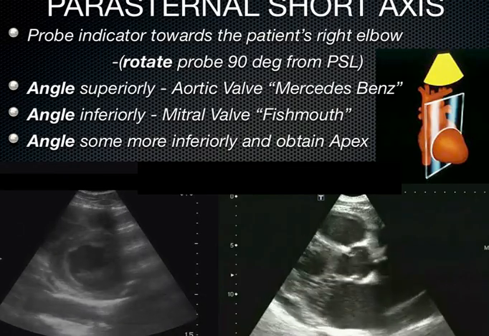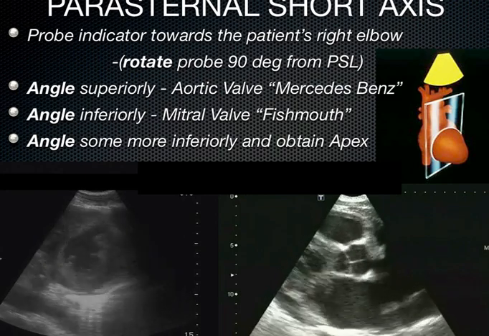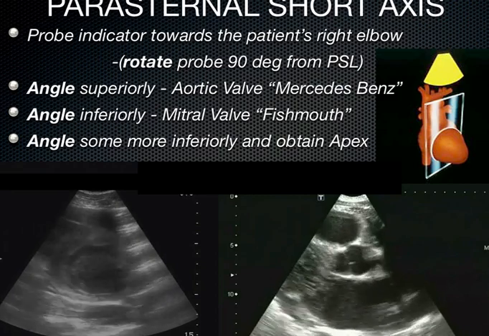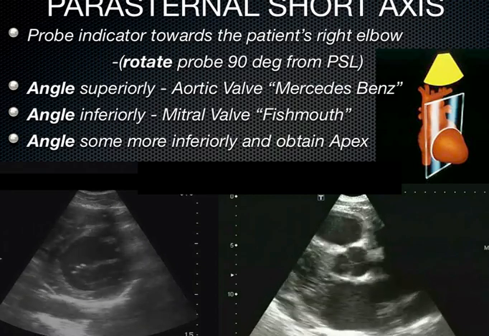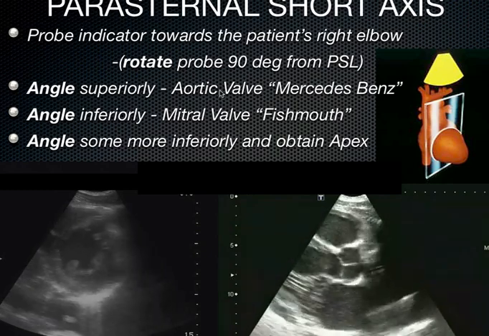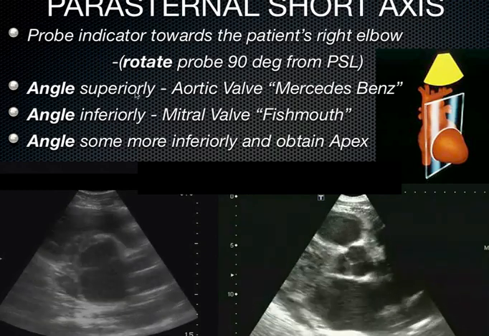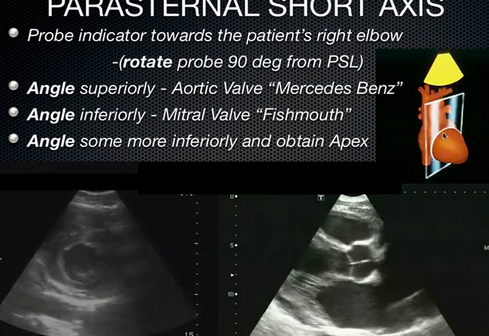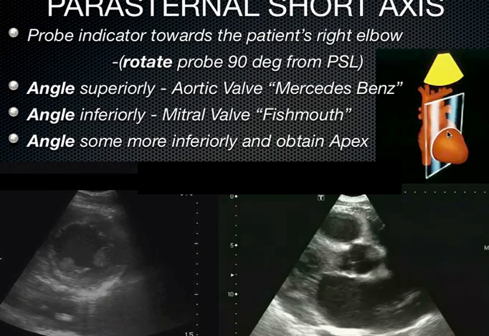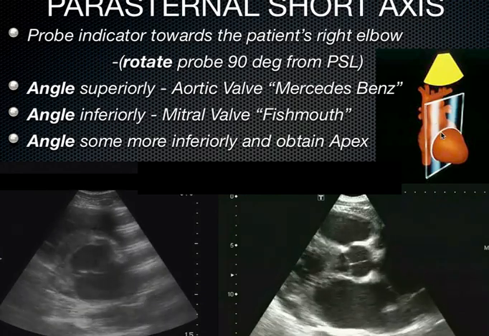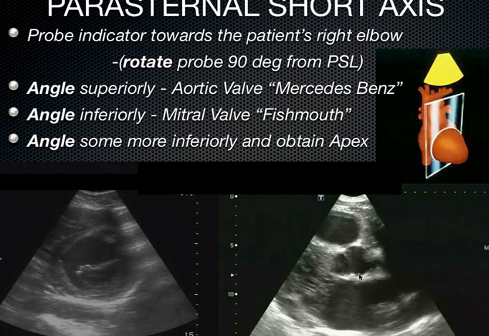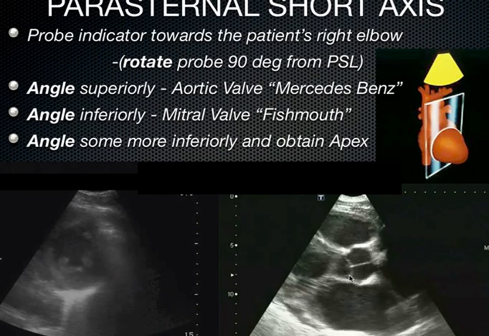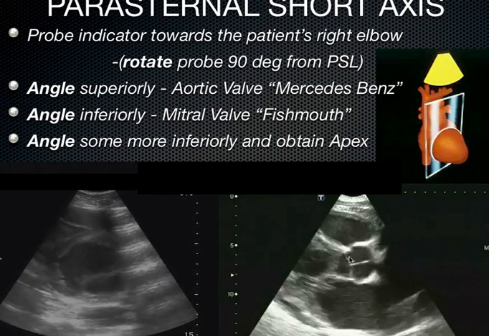Now, to move into the parasternal short axis, you go 90 degrees from the long, and you get into the short. All you need to do is rotate the transducer from the left hip over to the right hip, and then you'll see the short axis. If you're very superior on that short axis, or very proximal, because here's the short axis of the heart over here, you'll see the aortic valve, which is what this looks like right here.